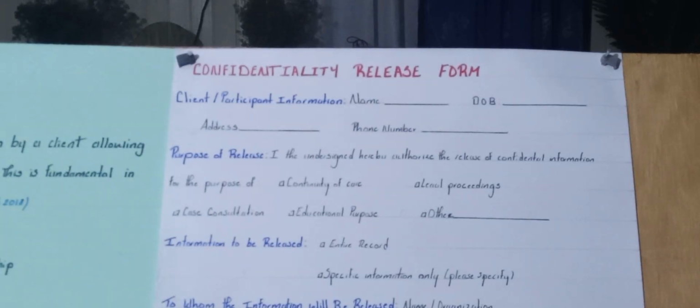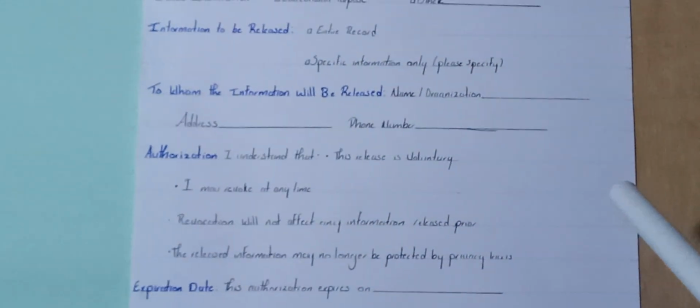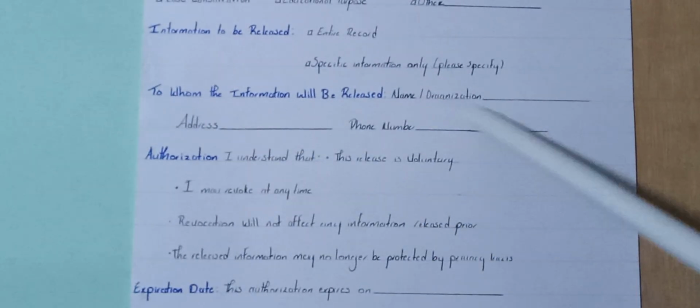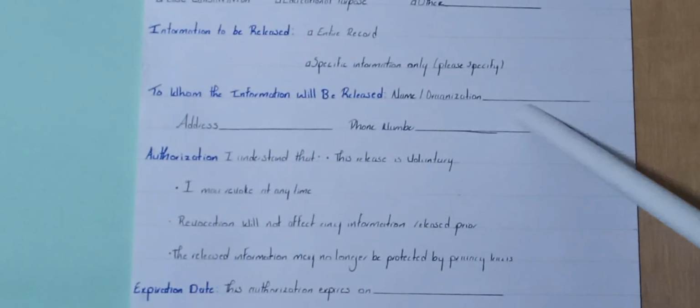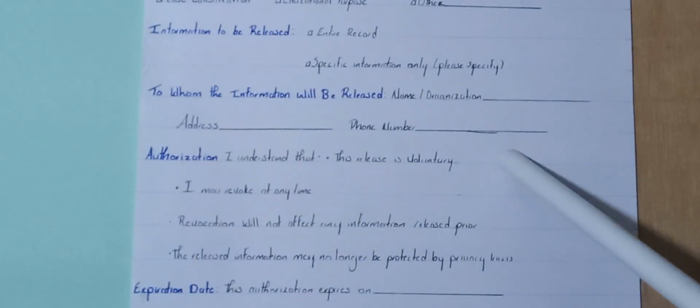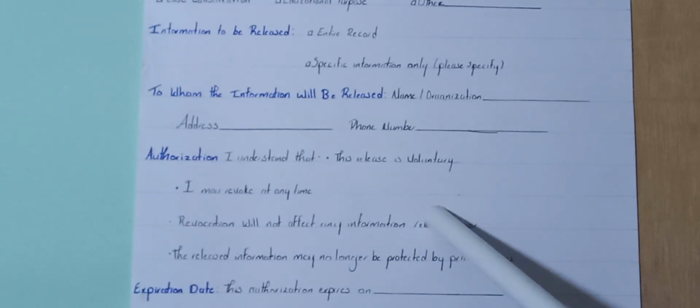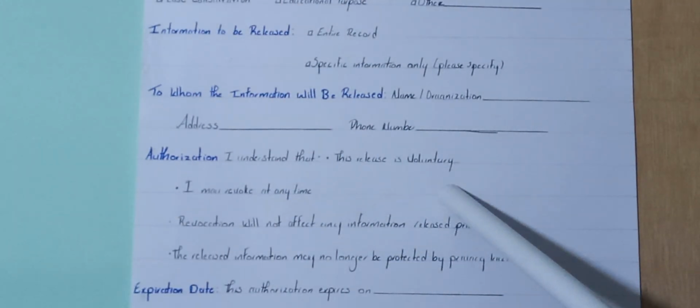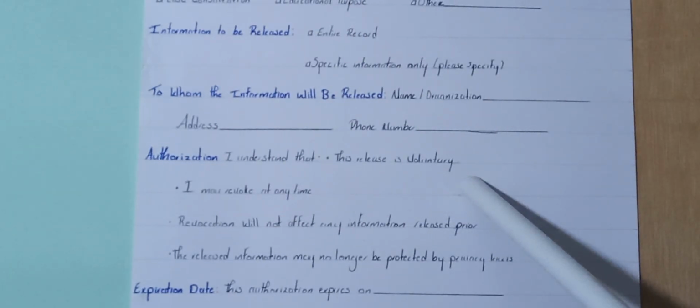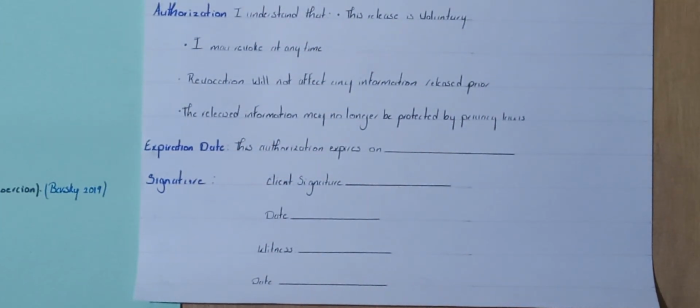Additionally, to whom the information will be released: your name, the organization, or, as I mentioned, to whom the information will be released. You put the organization name, the address, the phone number of the organization. Authorization: I understand that this release, for example, is voluntary. And so these are some of the particulars that the confidentiality release form has on it.